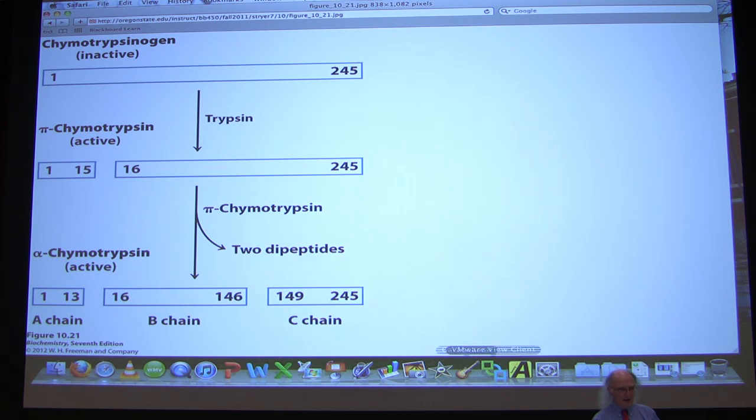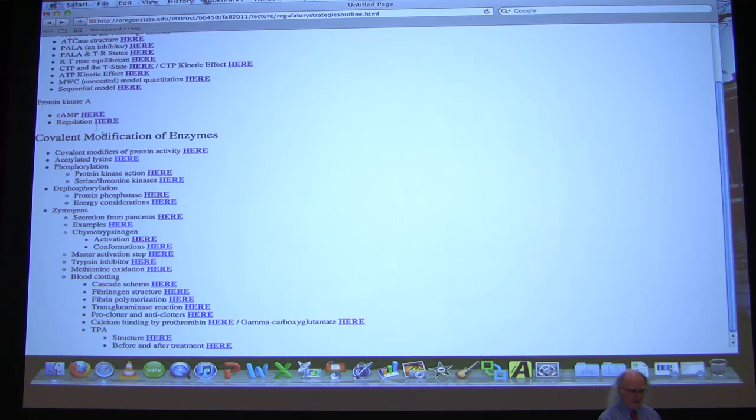Now, after we've gotten this pi-chymotrypsin making these various cleavages, this guy down here is what we call chymotrypsin. It's completely active. And now it can go out and start breaking down those things that you've been eating over Thanksgiving.